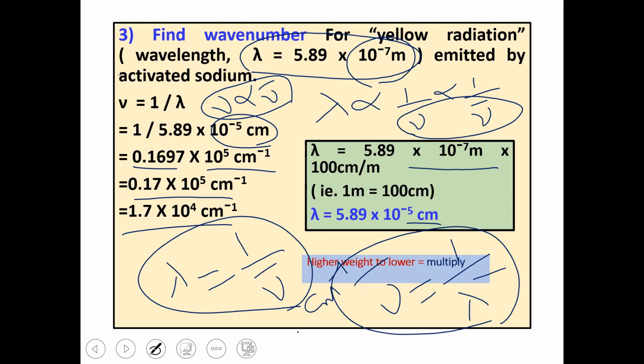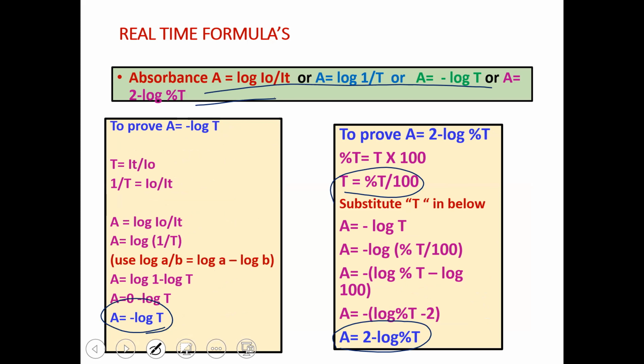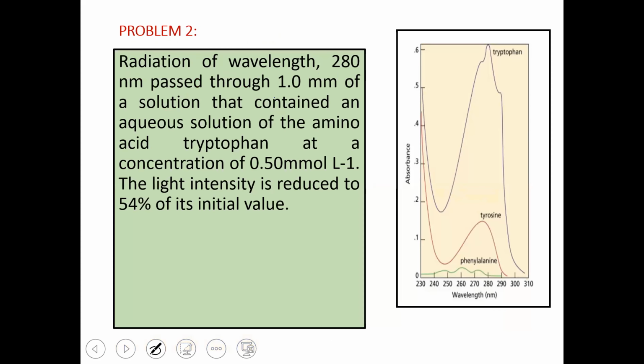So this is the mathematical concept. When you go from a higher value to a lower value, you have to multiply. When you go from a low to a high value, you have to divide. So that concept you should know. And these are the real-time formulas as far as spectroscopy is concerned. You should know the formula to calculate absorbance, and the formula to calculate percentage T. A is equal to 2 minus log percentage T. These formulas you should be able to recall during the exams to do your sums.